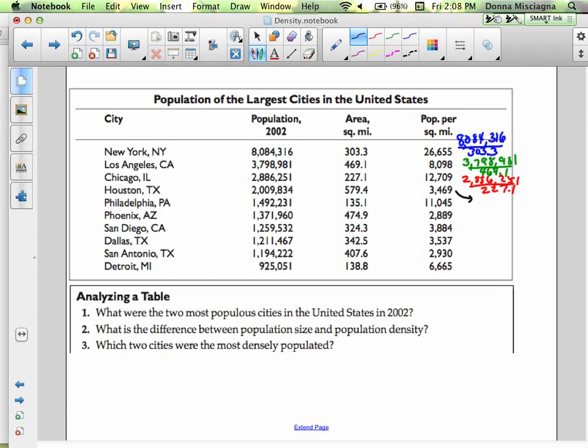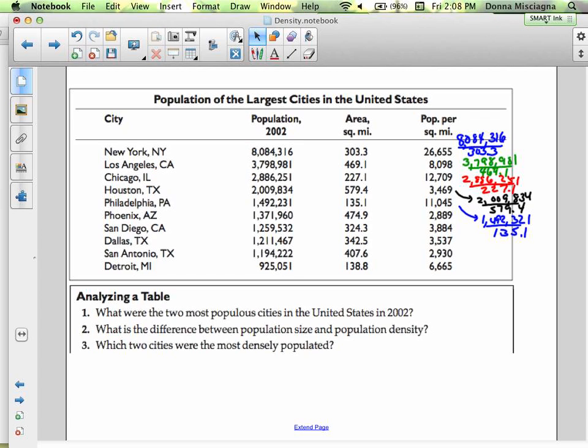So all you have to do for population density is take the population. So for instance, Houston would be 2,009,834 divided by 579.4, and that would give us 3,469. These have been rounded to the nearest person. You can have a decimal though in there. And then Philadelphia would be 1,492,231 divided by 135.1.